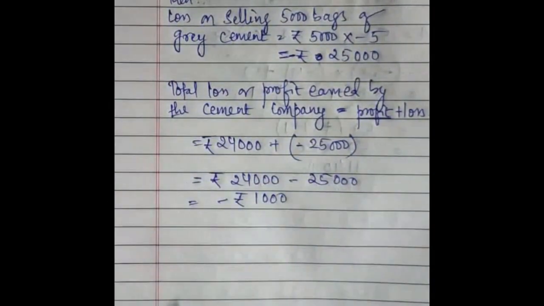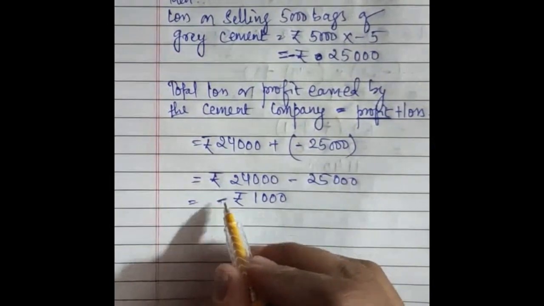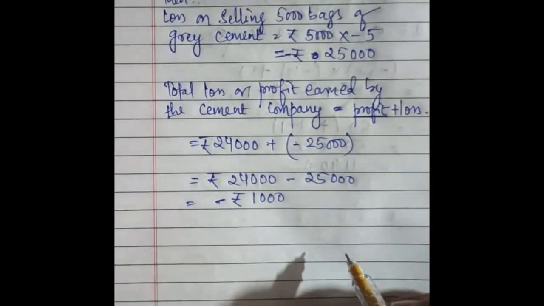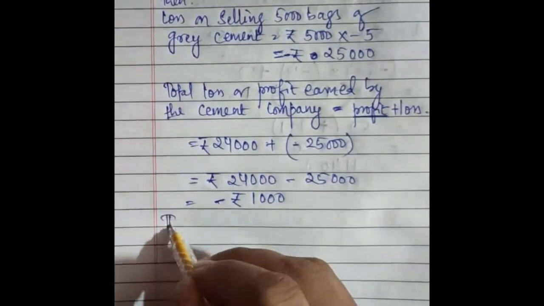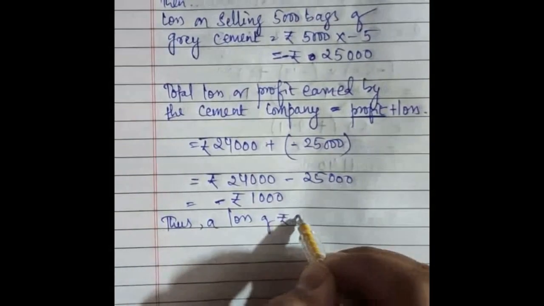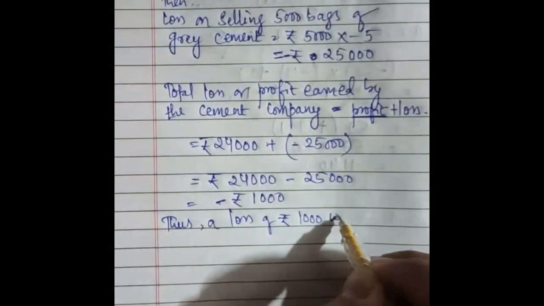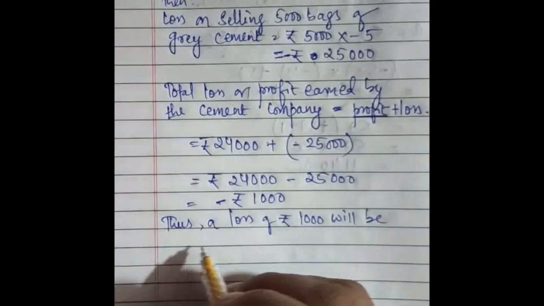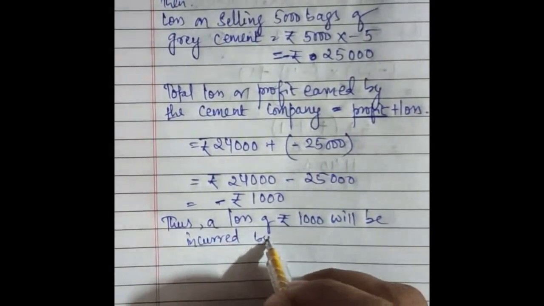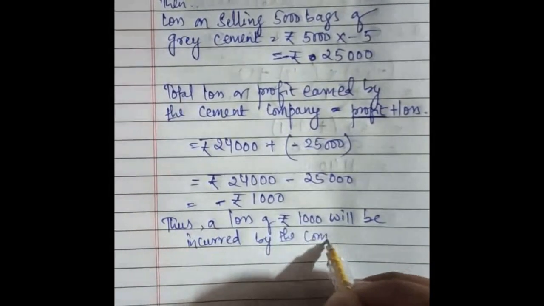So whenever you solve this, is this a profit or a loss? Was the negative integer for a loss or a profit? It was for a loss. So thus we can write a loss of rupees 1,000 will be incurred by the company, or faced by the company. Okay, so they are facing a loss.